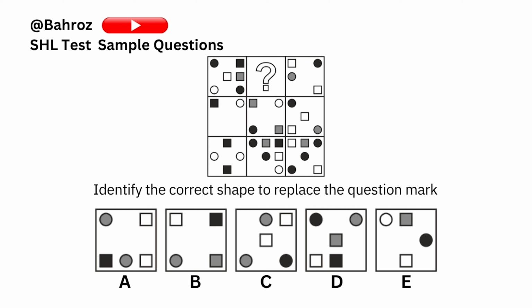Next sample question. The best approach here is to work with the number of shapes in each box, since there is no clear pattern with regards to the occurrence of the shapes in each box. What I see here is that across the sequence, the number of squares and circles is always the same in each diagram, giving E as the correct answer.